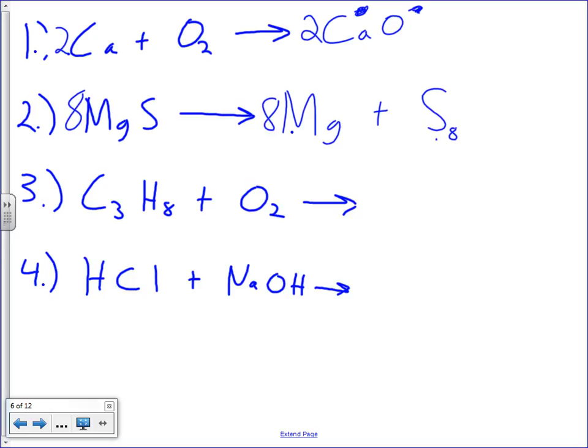Okay, in the next reaction, I have propane, C3H8, reacting with oxygen gas. What kind of reaction is that going to be? A combustion reaction. Okay, so I've got a combustion reaction, and what are always the products of a combustion reaction? CO2 and water. It's important to remember that, because if you're trying to figure out who goes with who by charges, you're never going to get it right. Okay, it's always CO2 and water.